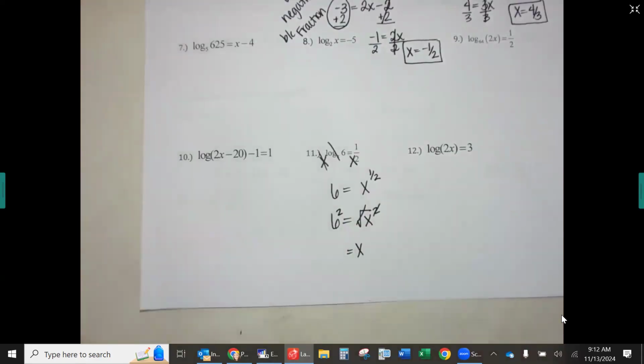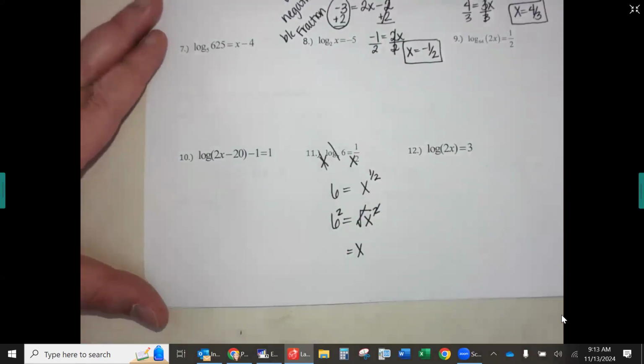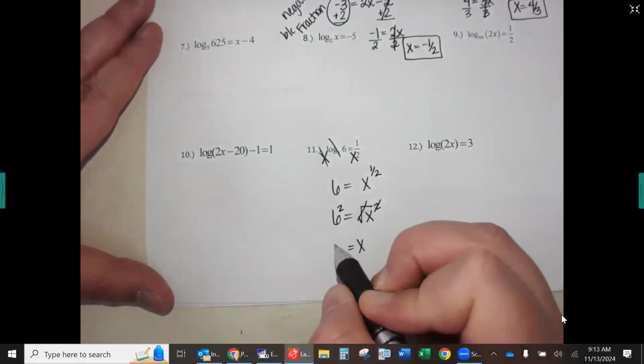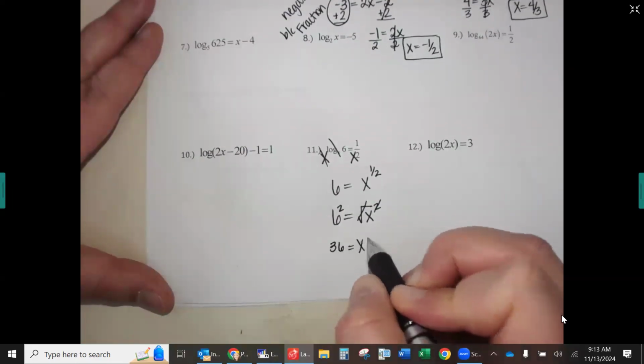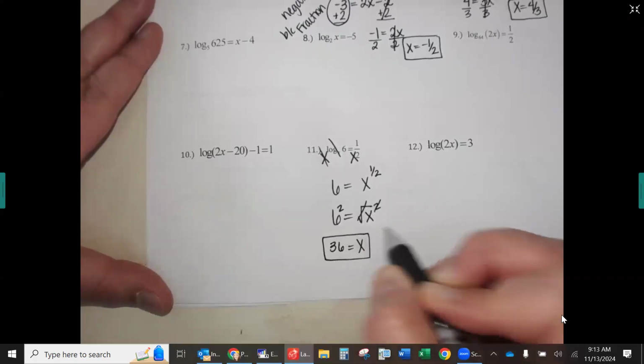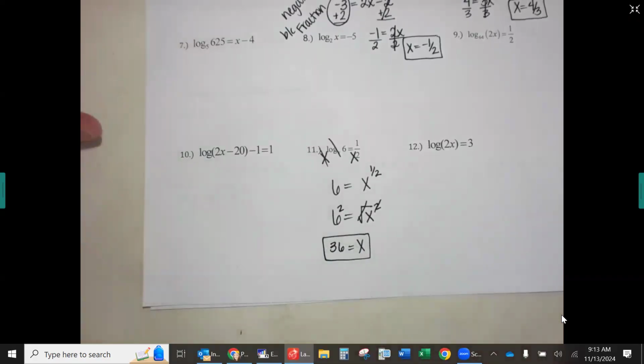You can look it up in your chart, or you can just put it into the calculator. Okay, but what is 6 squared or 6 times 6? 36. Very good. Questions on that? Okay. Turn over to the next page and let's do 13 together.